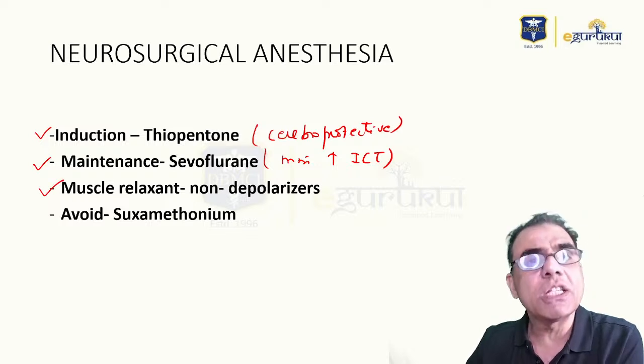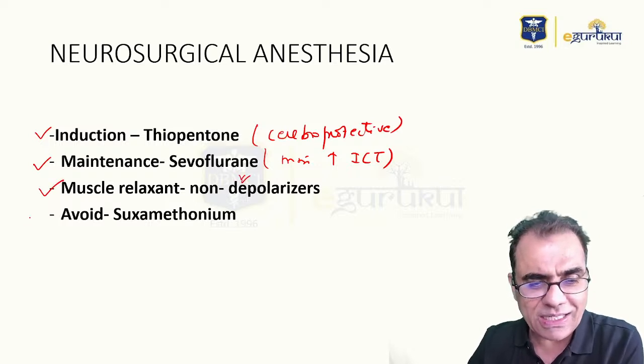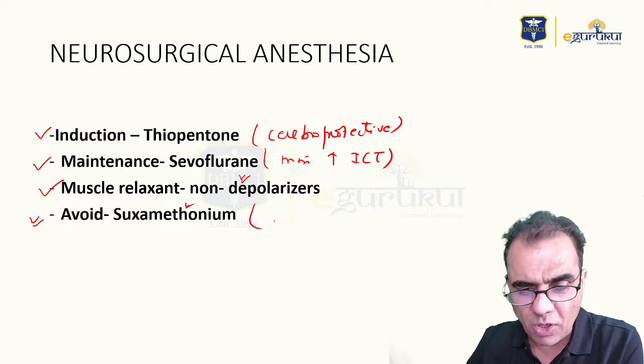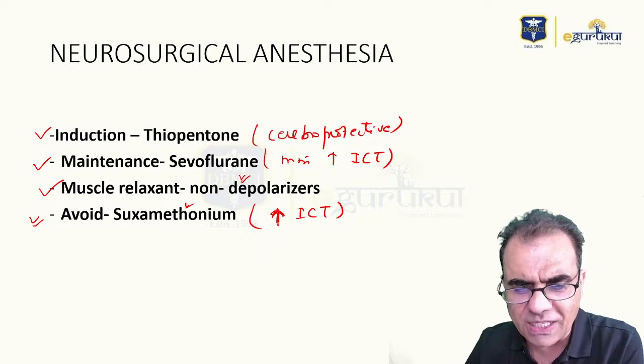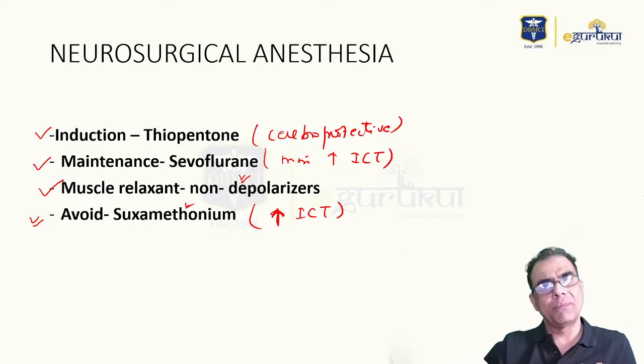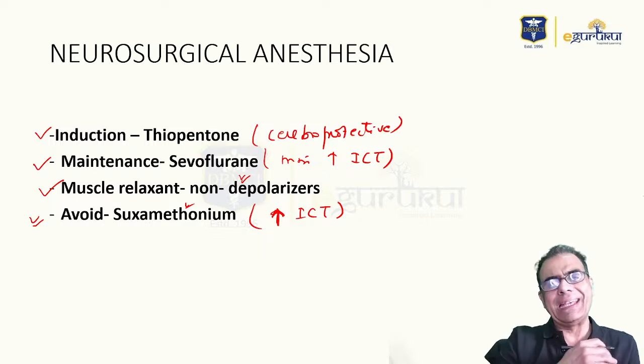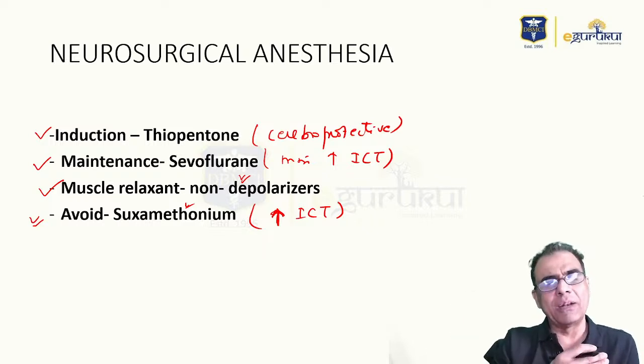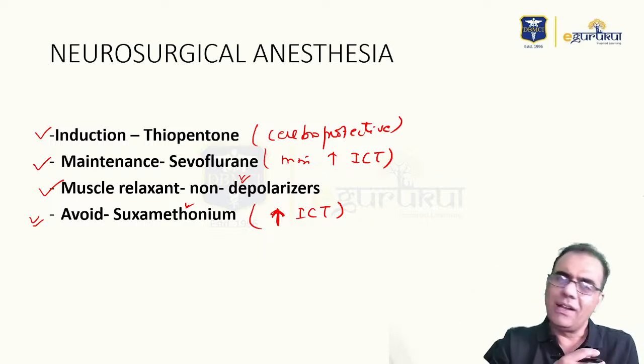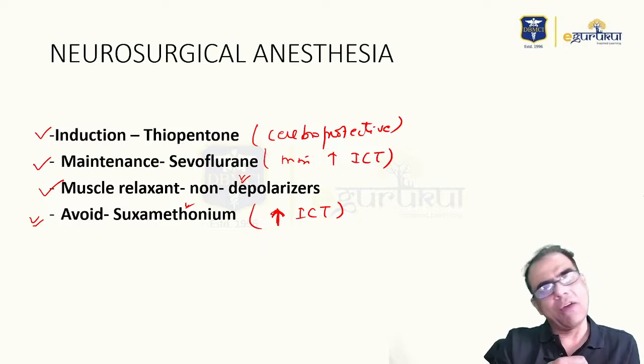Muscle relaxant of choice is non-depolarizers. Avoid succinylcholine because succinylcholine increases the ICT. So two drugs which increase all pressures: ketamine and succinylcholine. Both of these drugs increase all the pressures, intracranial pressure, intraocular pressure or intragastric pressure, so they should be avoided.